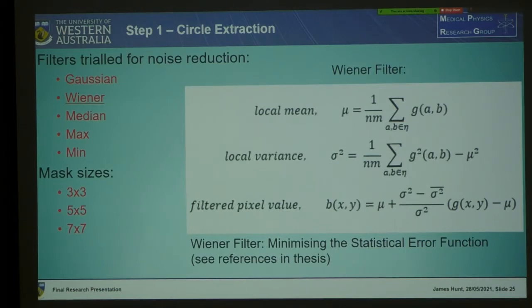The Wiener filter was a very complicated one. I haven't given a full explanation here because it takes quite a while to explain. Basically, it looks at a standard error function, and it minimizes that, and this line here is the solution to that statistical error function. It looks at the local mean in the neighborhood of each pixel and the local variance, and tries to minimize the statistical error function value.